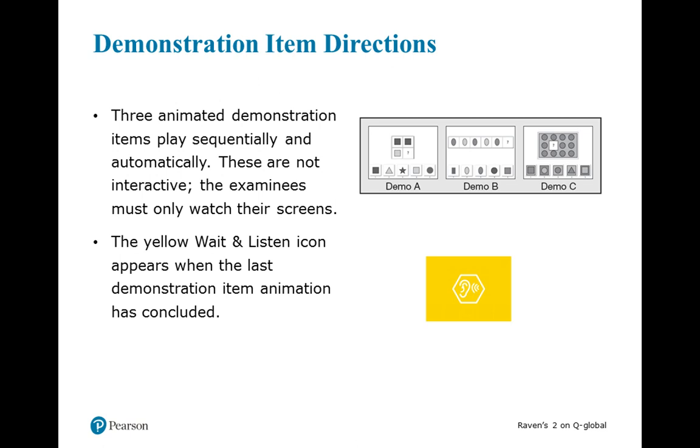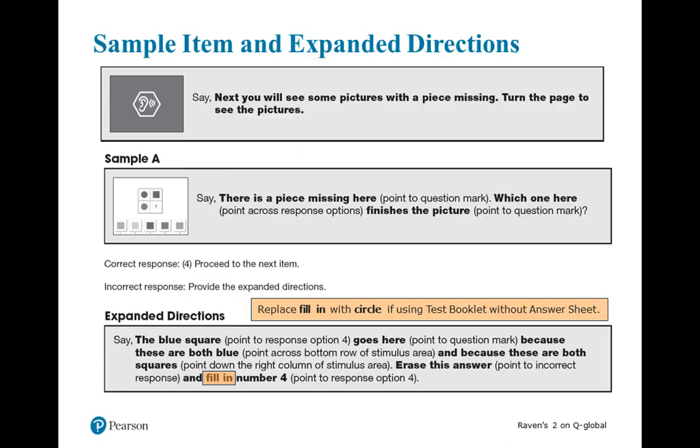For the demonstration items, you ensure that the examinees locate and click the arrow to proceed to the next item. You can see that there are 3 animated demonstration items that play sequentially and automatically. These are not interactive. The examinees just watch them on their screens, and then the yellow Wait and Listen icon appears when the last demonstration item animation has concluded.